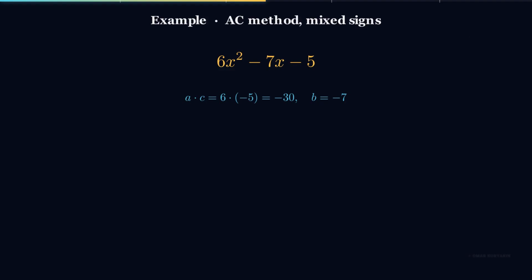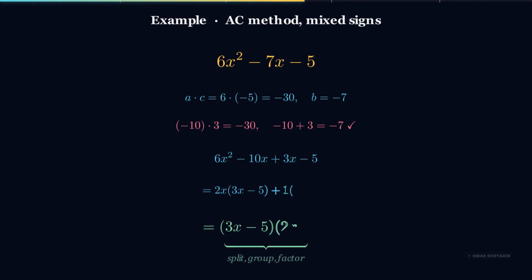Negative product means opposite signs. Negative sum with a small magnitude means the negative number has the larger absolute value. Test pairs of 30 with mixed signs. Negative 10 and 3: product is negative 30, sum is negative 7. Both conditions match. Split the middle term. Negative 7x becomes negative 10x plus 3x. The trinomial becomes 6x squared minus 10x plus 3x minus 5.